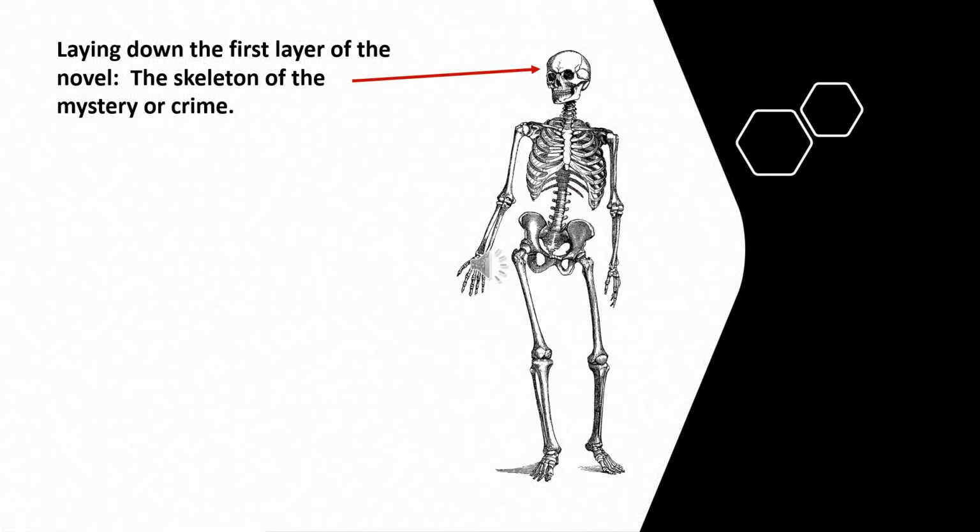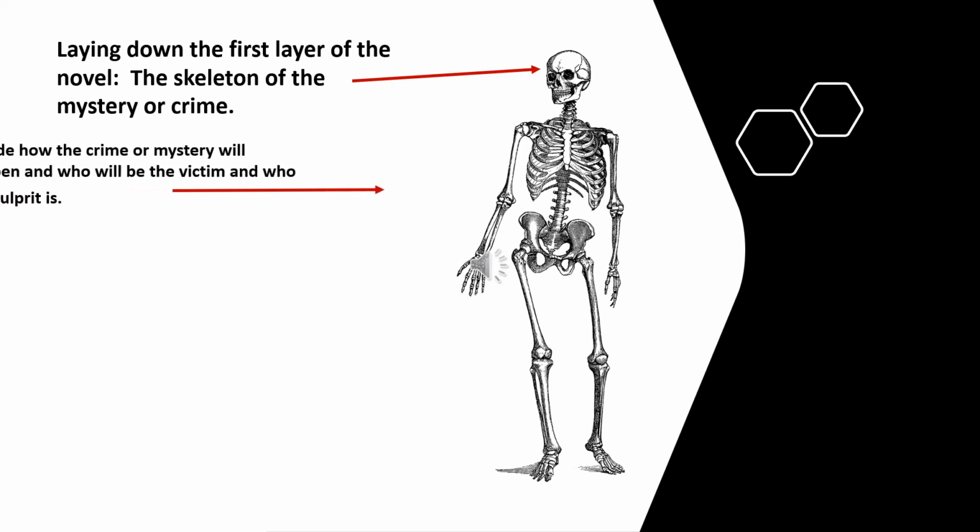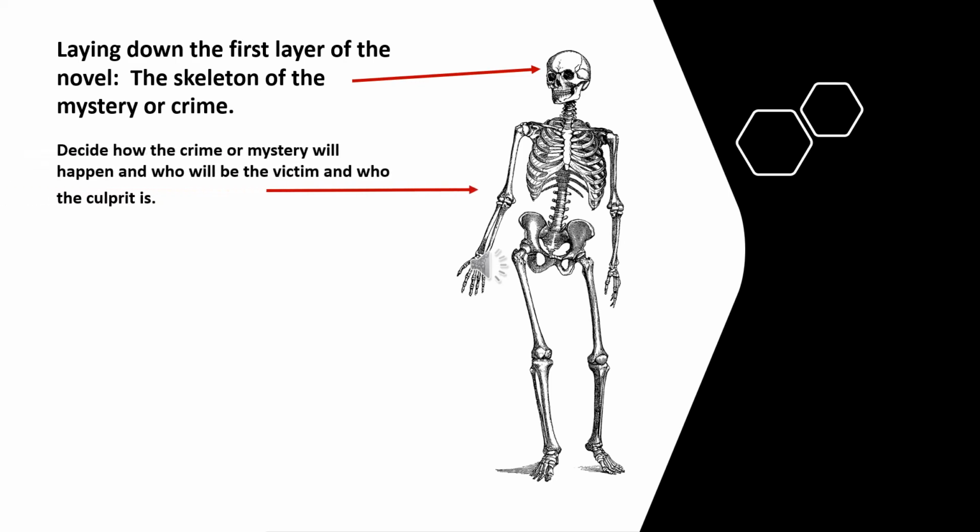In layer 1, I'm laying down only the skeleton of the crime, mystery, or suspense of the novel. This is only the skeleton of the actual crime or mystery. There are no scenes yet, no dialogue, nothing but basically a list. Even plain fiction has some level of mystery or suspense within the story, so this would work even with fiction.